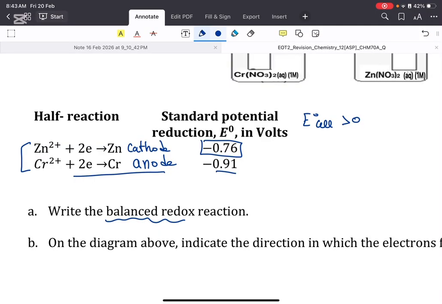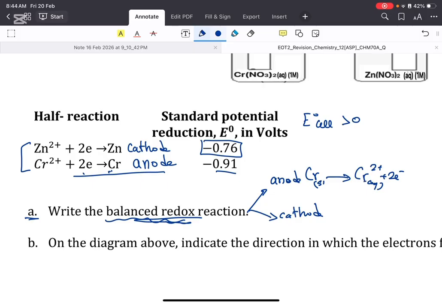So let's break this question and pretend that they ask us to write the equation at the anode, and then they ask us to write the equation at the cathode, and then they ask us to write the balanced redox. So at the anode, it's going to be the opposite. So Cr gives Cr2+ and 2 electrons. Don't forget the physical states. And at the cathode, you just copy it as it is.